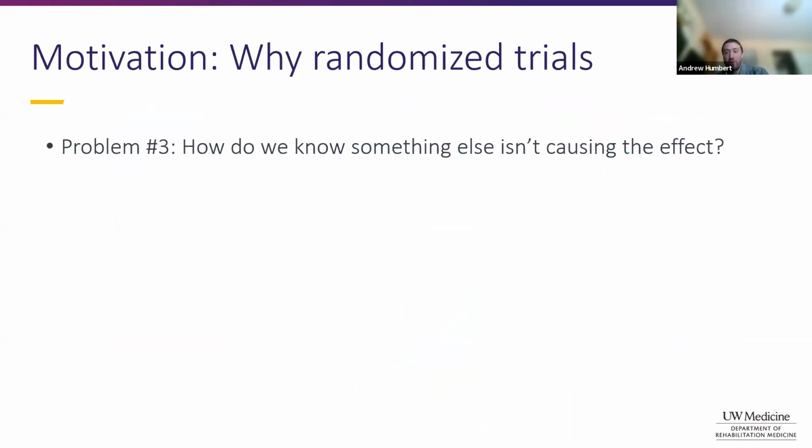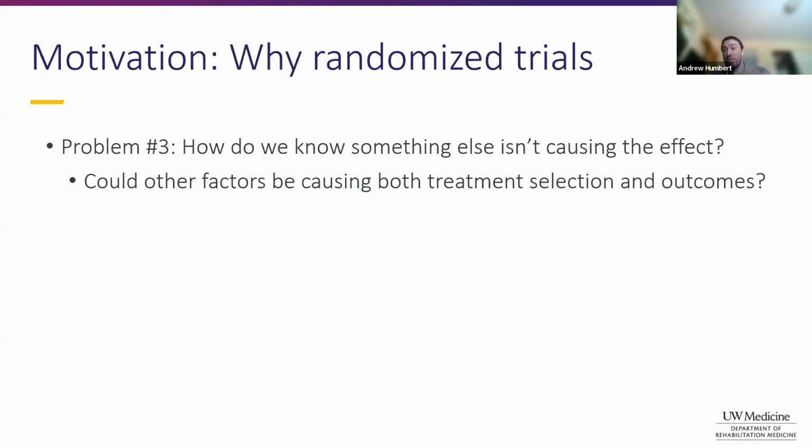So that leads to problem number 3, right? How do we know something else isn't causing this effect? And again, in the visualization before, how do we know it's the treatment that has an effect? How do we know it's not something like age? Maybe people who are younger tend to have better outcomes, and they also tend to seek out more novel treatments. Does that mean the treatment's working? Not necessarily. Maybe because they're younger, they're going to get better no matter what. They just happen to be the kind of population that seeks out that treatment.